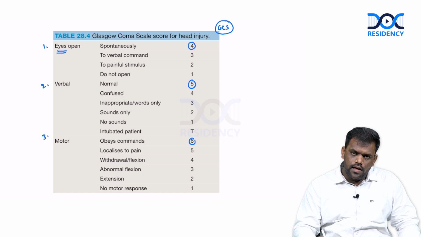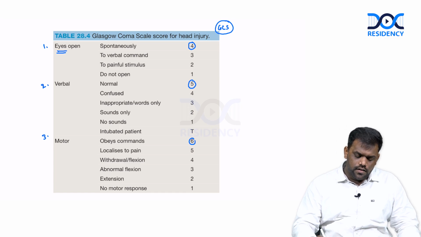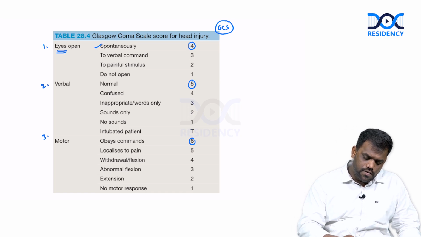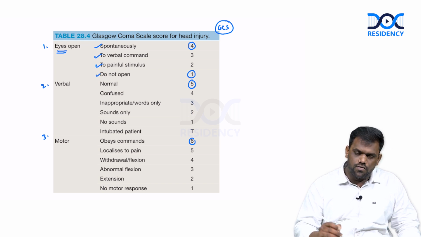In the components of GCS, the first component is eye opening. You assess how the patient opens his eyes. Suppose the patient opens the eyes spontaneously, the score is 4. If the patient opens eyes only to verbal commands, the score is 3. If the patient opens eyes to a painful stimulus, the score is 2, and if the patient does not open the eyes, the score is 1.